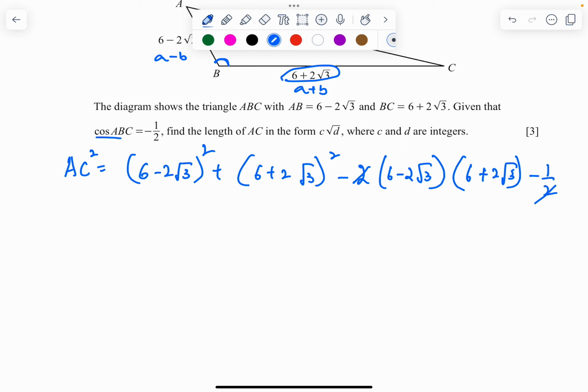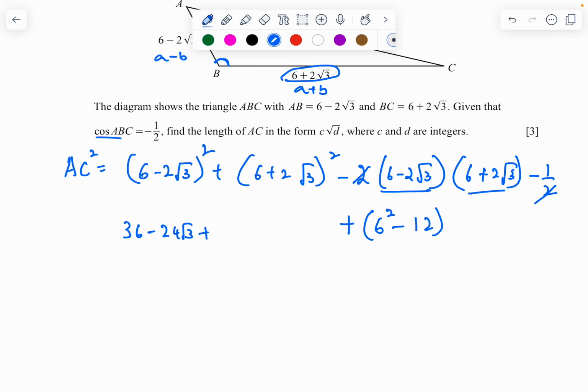So this one gets cancelled. So negative times negative becomes positive. So this is in the form of a squared minus b squared, a plus b times a minus b. So what is a plus b times a minus b? 6 squared minus 2 square root 3 whole squared. What is 2 square root 3 whole squared? 12. Okay, so now let us also expand this. So 36 minus 24 square root 3 plus 12, and the same thing, but this time you will get plus 24 square root 3 plus 12. So I can cancel this and this.